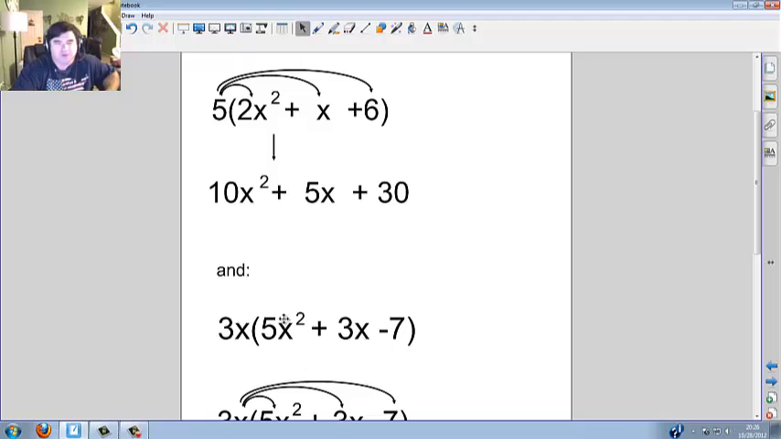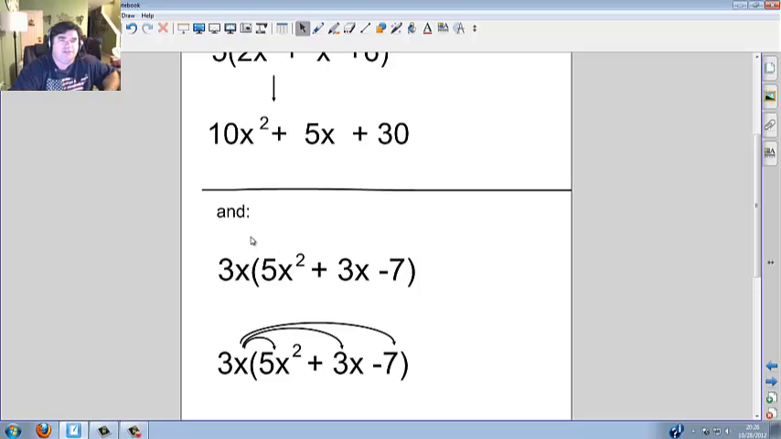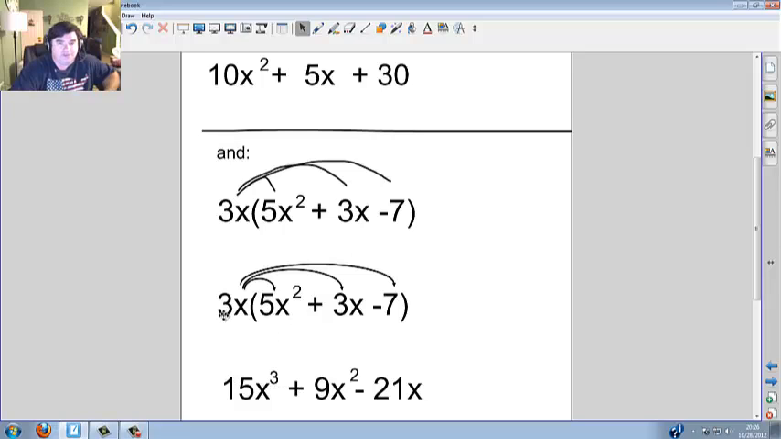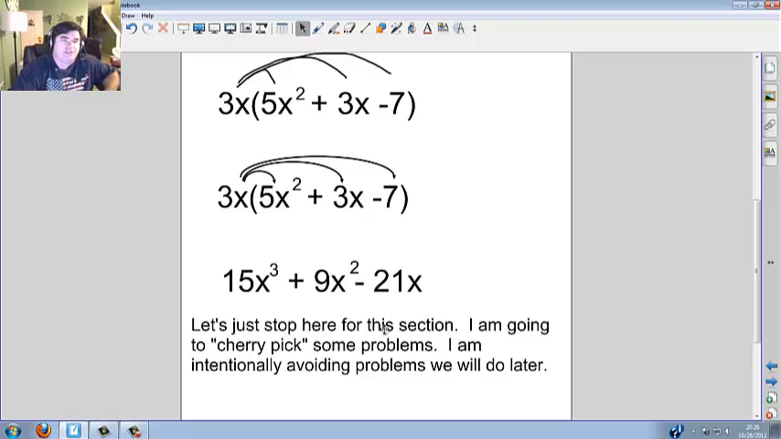So 3x times 5x squared, 3x times 3x, and 3x times negative 7. Again, this problem and this problem have nothing to do with each other. They are separate, so don't worry about that. Again, timesing, times, times, times. So you have 15x to the 5th, 9x squared, and negative 21x. Let's just stop here for this section.